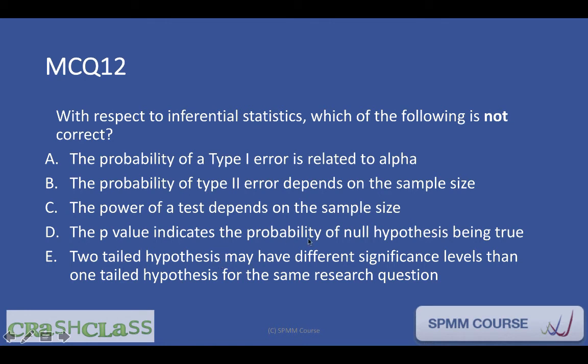P-value indicates the probability of null hypothesis being true. No, p-value indicates the probability of falsely rejecting the null hypothesis or falsely making an acceptance of the alternate hypothesis. Okay, so this is probability of false rejection of null hypothesis. So D is not correct. D is false.